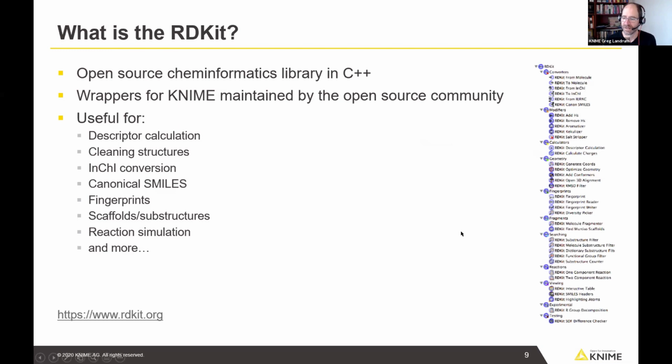There's a screenshot on the right-hand side that shows some of the RDKit KNIME nodes. The kind of things that you can do with this in KNIME are the typical types of things that you would like to do with molecules and workflows. You can do descriptor calculation, clean up structures, generate canonical smiles and fingerprints, scaffold substructures, many things. We're going to talk about some of those and get into details on some of those today.